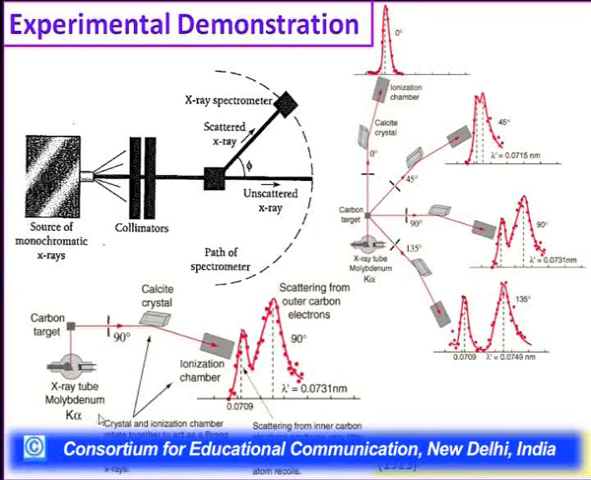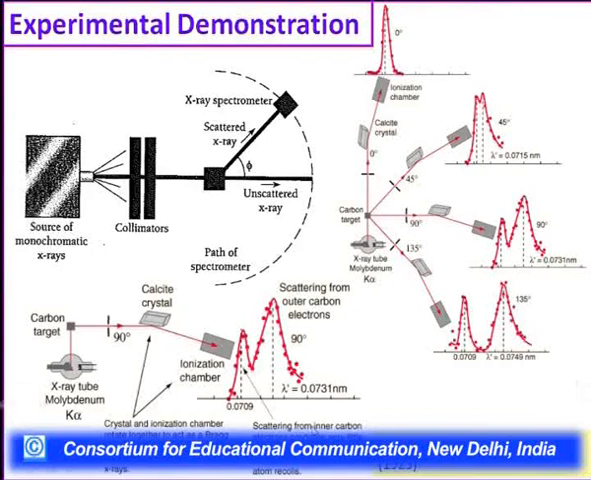Here is the X-ray tube, molybdenum K alpha, and the carbon target; the X-ray falls upon it. A calcite crystal is used, with the light falling at 90 degrees, and here the ionization chamber records the scattering from the outer carbon electrons. The crystal and ionization chamber rotate together to act as a Bragg spectrometer to measure the wavelength of the scattered X-rays. And this is the graph which was recorded.